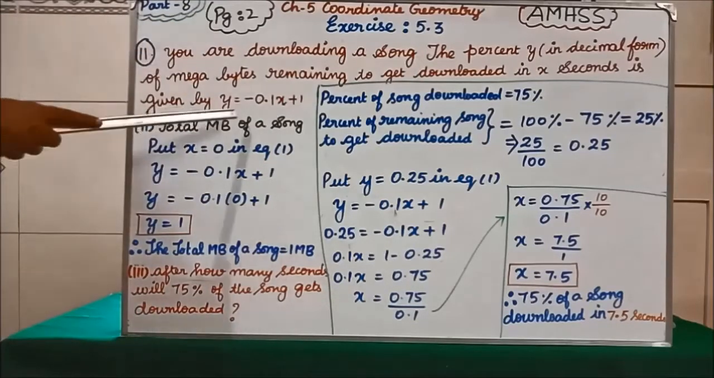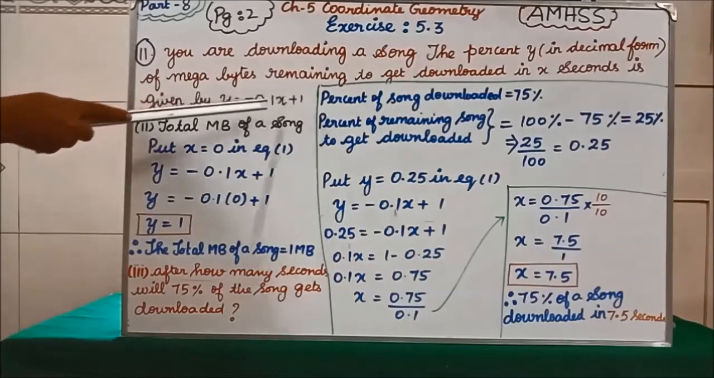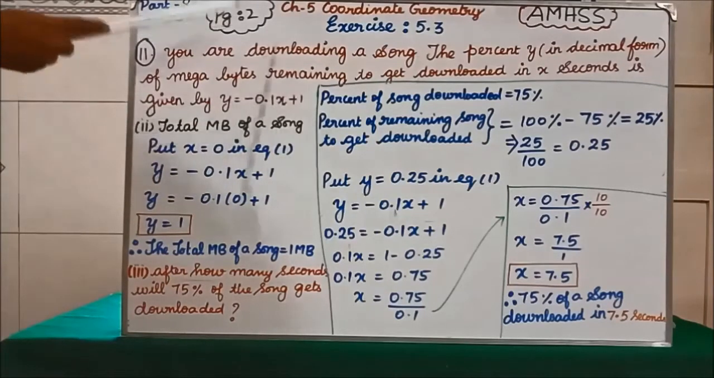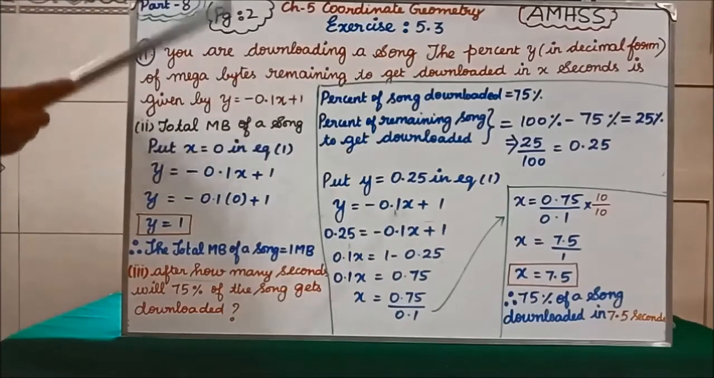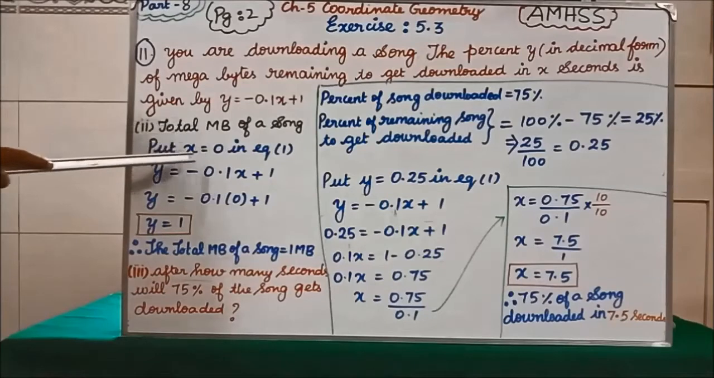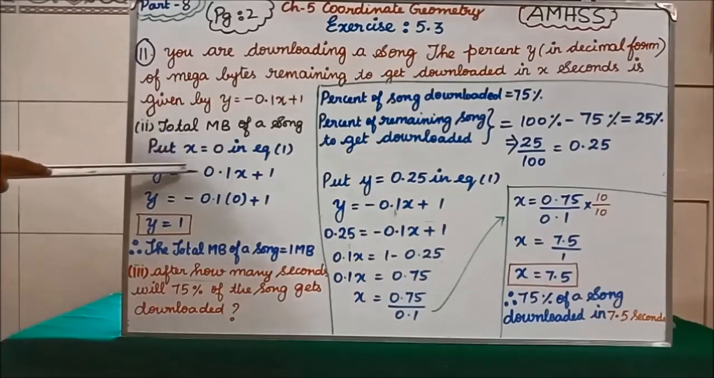Okay, so we are writing here y equal to minus 0.1x plus 1 is our equation 1. We have written in page number 1. So in that equation 1, we are substituting x equal to 0 because x denotes second, x denotes time. So before downloading one song, it will never show you the time. So the time value is now 0. So we are substituting 0 for x.